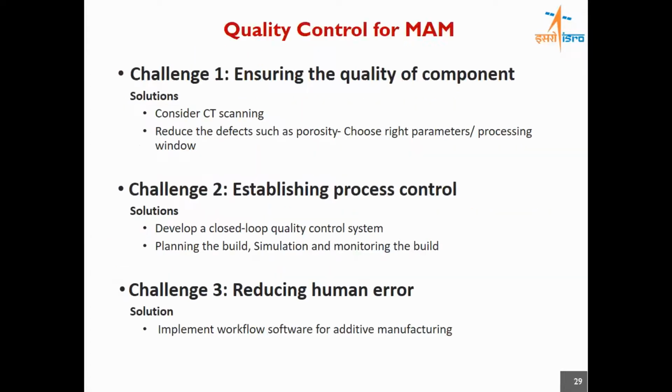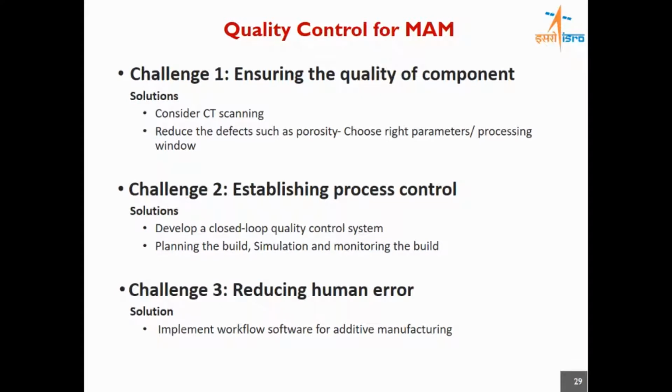Okay, so the challenge is in ensuring the quality of the component. So you have to carry out NDT, and also you have to find out the parameters which can result in reducing the porosity, or we have to choose the right processing window to achieve a very dense product, like with density higher than 99.6%. And another challenge is to establish this process control.